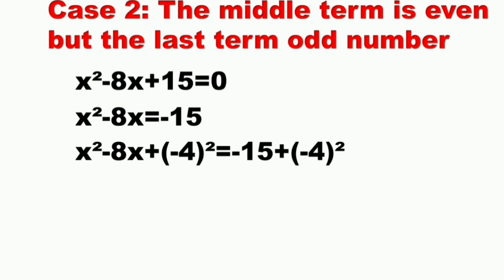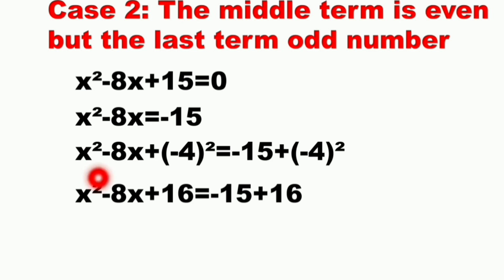So we have here x squared minus 8x plus negative 4 squared equals negative 15 plus negative 4 squared. And negative 4 squared is 16. So we have x squared minus 8x plus 16 equals negative 15 plus 16. Negative 15 plus 16 is equal to 1. So we have x squared minus 8x plus 16 equals 1.